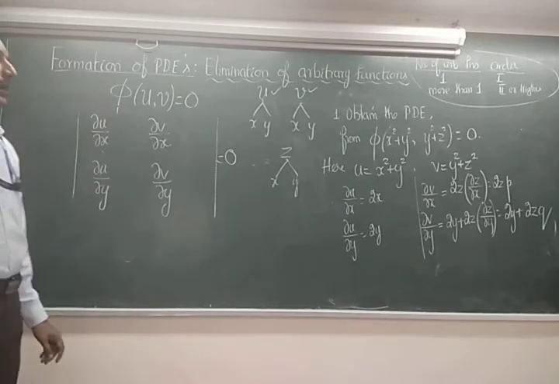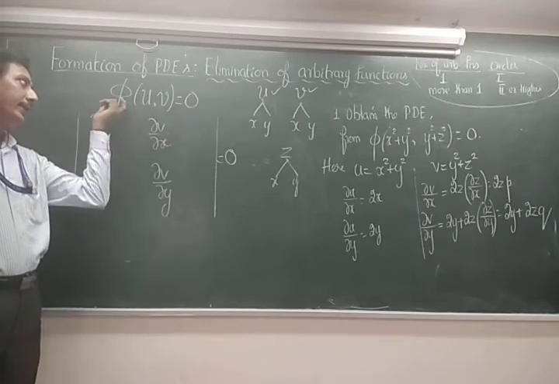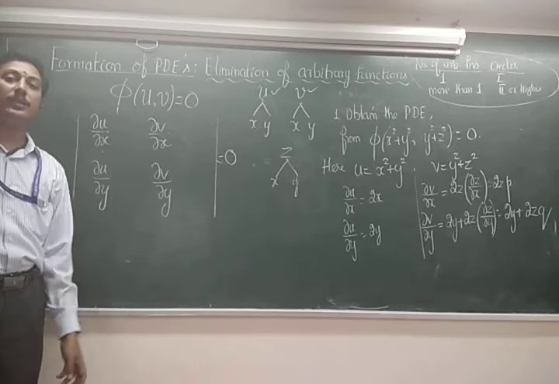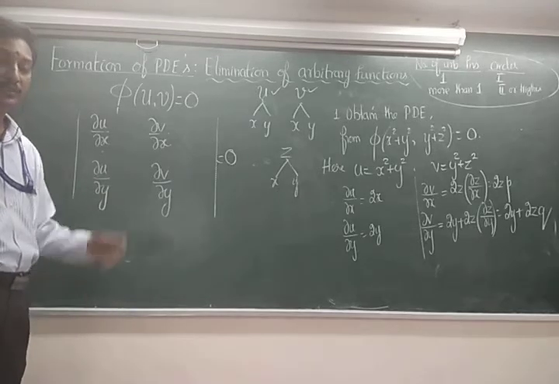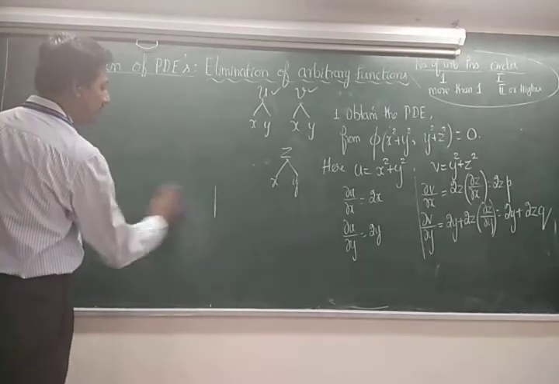When the given relation is of the form phi of u comma v equal to 0, while eliminating the phi by putting the Jacobian value equal to 0, we will get the required partial differential equation. So this is the idea. Let us see, substitute the values.